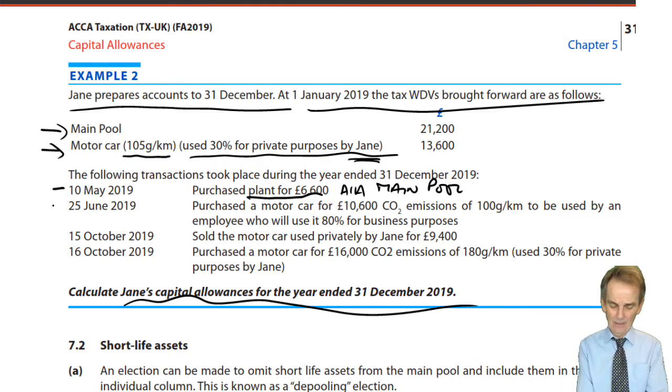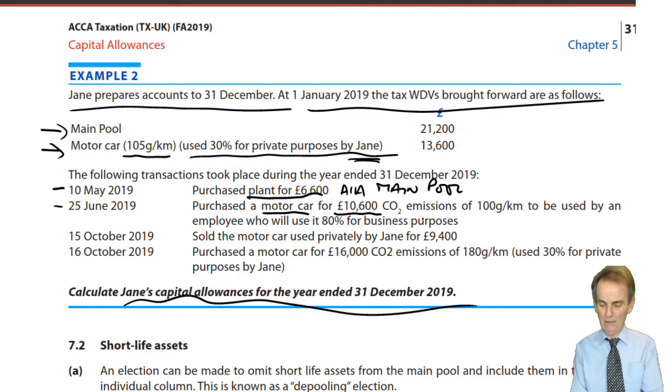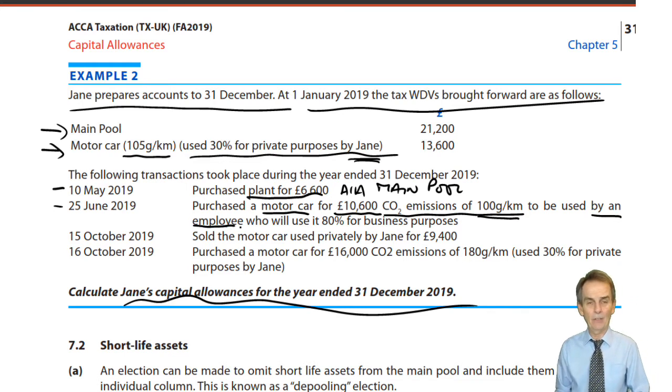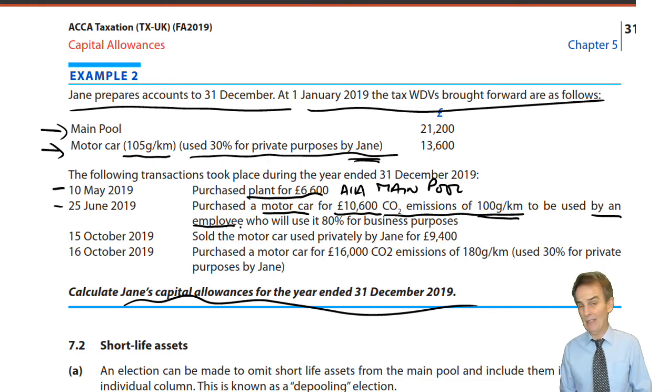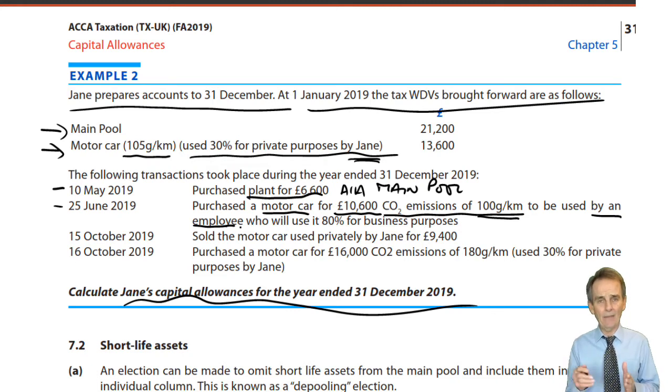So what we've got here, 25th of June 19, a car, £10,600, CO2 emissions of course is critical, 100 grams per kilometre, to be used by an employee. Now, if it's being used by an employee, any business stroke private use mix is irrelevant for capital allowance purposes. I'm not going to underline what it then goes on to say, that he will use it 80% for business purposes, because that doesn't matter.